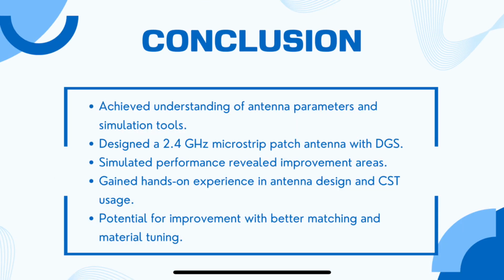In conclusion, this project has changed our understanding of antenna parameters and simulation tools. We successfully designed a 2.4 GHz microstrip patch antenna with a defected ground structure, DGS. Through simulation, we identified areas for performance improvement and gained valuable hands-on experience using CST Studio Suite. While the antenna performed well, there is still room for improvement through better impedance matching and material tuning.